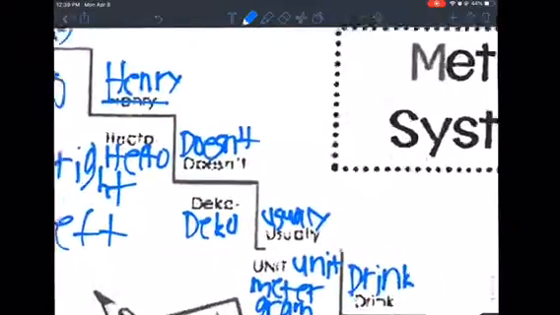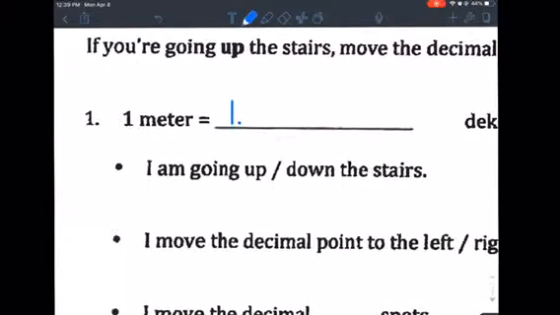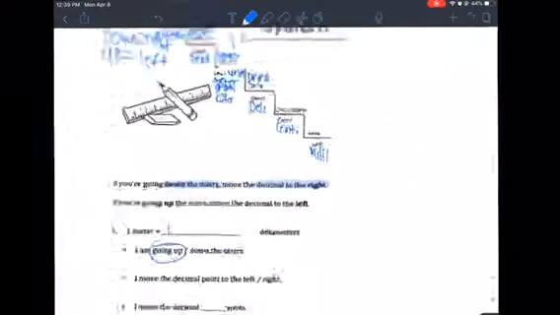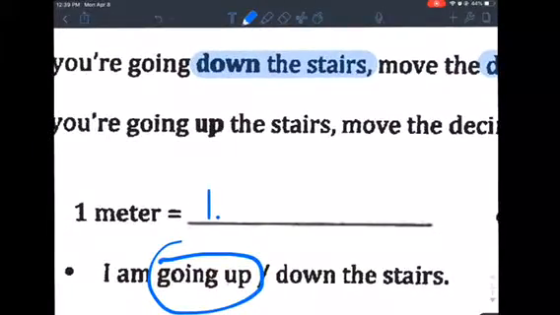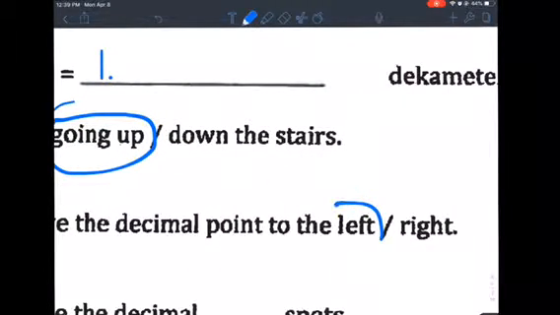How many places? 1. So look, she's going up the stairs. And if she's going up, you should have written down, Alicia, if you're going up, you're going left or right? It's on the board if you don't know, or you wrote it down. Going up, you're going to go to the left. Now, Alicia took 1 step. So, Alicia, you're going to move the decimal how many spots? 1 time. And you're going to move it to the left.